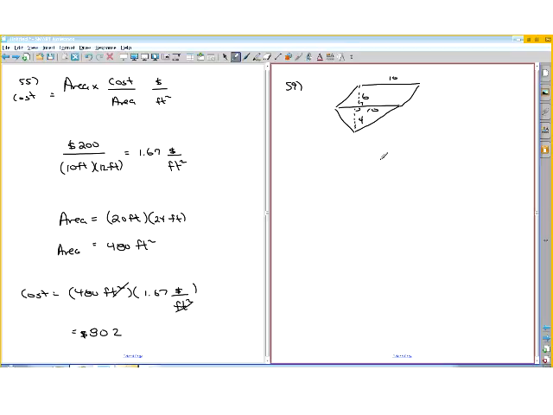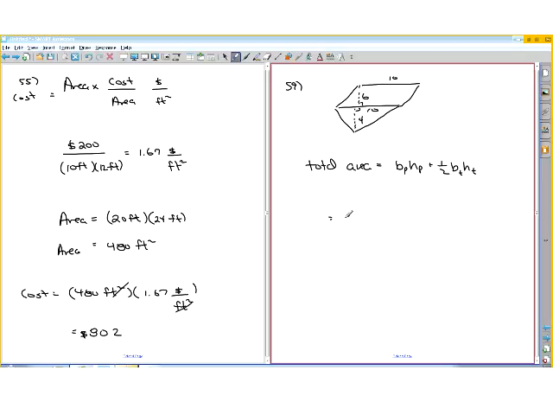So to find the total area, we just find the sum of the areas. So the total area is the area of the parallelogram, which is its base, so we'll say the base of the parallelogram, B sub P, times the height of the parallelogram, plus the area of the triangle, which is 1/2 the base of the triangle times the height of the triangle.